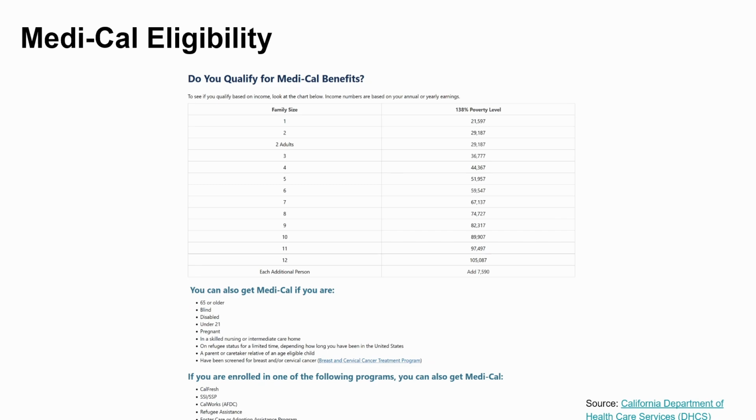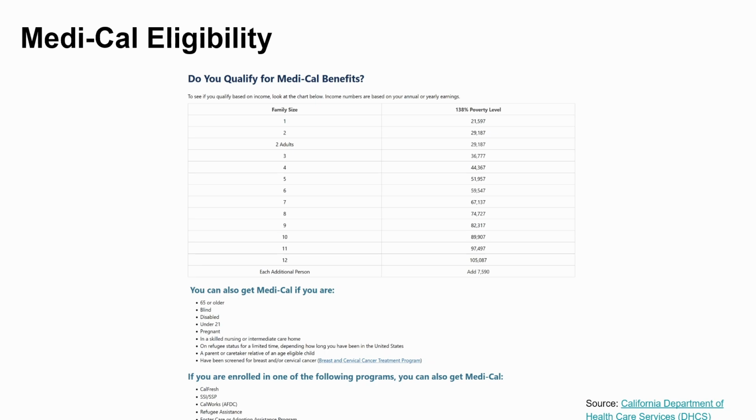Getting into the federal poverty level could be its own video, but it's a predetermined income level that the government has set based on a few factors. You could also get Medi-Cal if you are 65 or older, blind, or disabled, according to the government, which means you have to prove that, such as by getting SSI or SSDI. Just know certain programs would qualify you as disabled and therefore also qualify you for Medi-Cal.